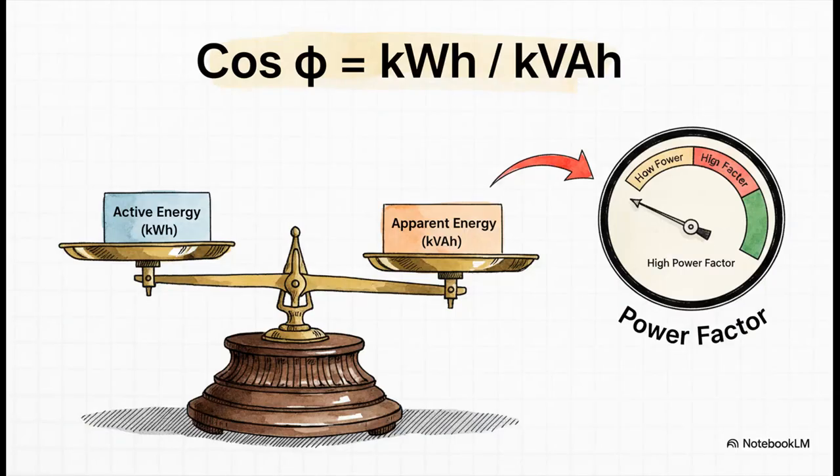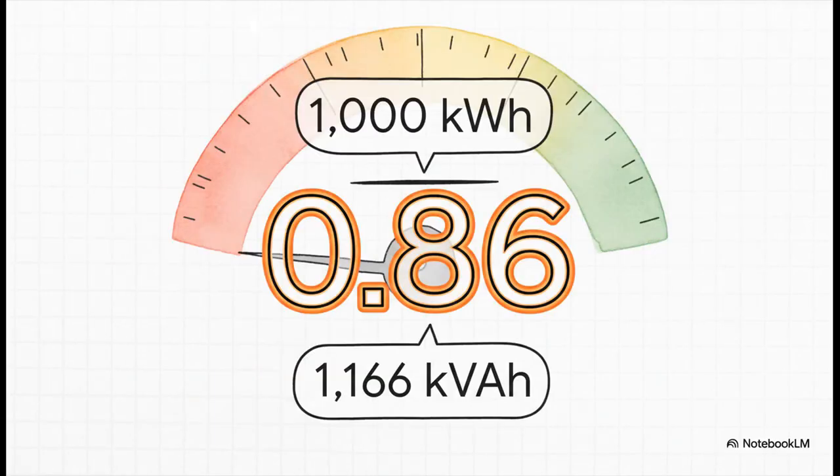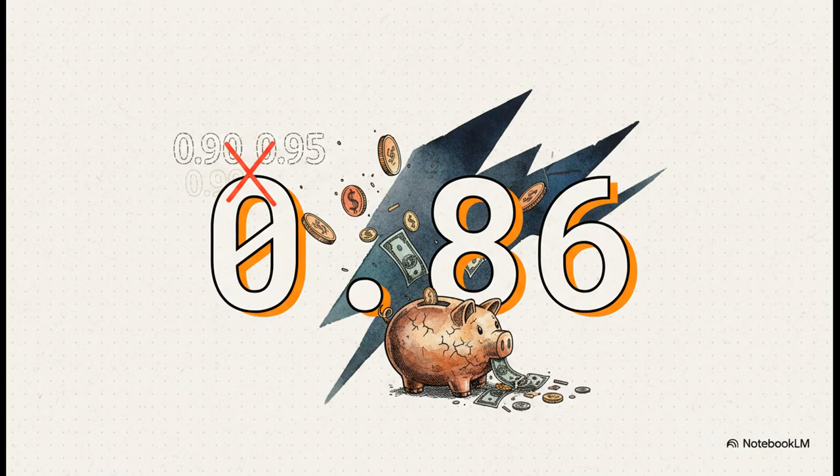We just divide our active energy, that's the kilowatt hours, by the apparent energy, the kVAh number we just calculated. So using our example, we take our 1,000 kilowatt hours and divide it by 1,166 kVAh, and the result is a power factor of approximately 0.86. So what does a score of 0.86 actually mean for your wallet?